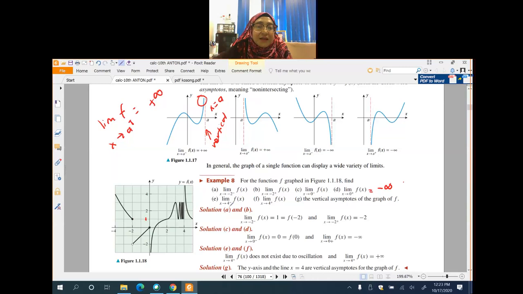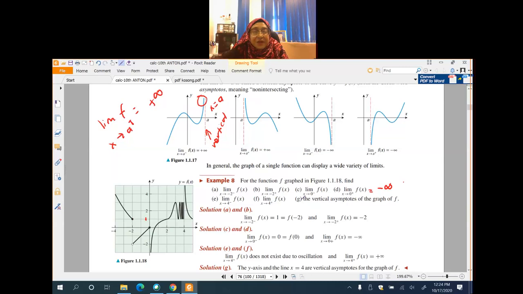Okay, for F, the limit of f as x tends to negative 4 from the left. If you look at this carefully, it's an oscillating function. It oscillates like this. So can you decide the values when it is oscillating? No, you cannot decide. It does not exist due to the oscillation. It's like a periodic function, so you cannot decide the values. And then the limit of f as x tends to 4 from the right will be equal to plus infinity.